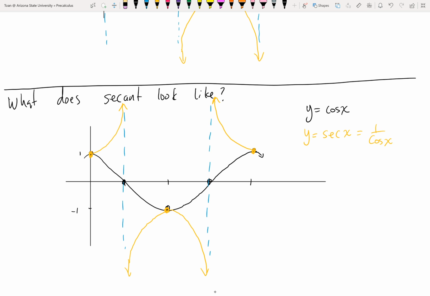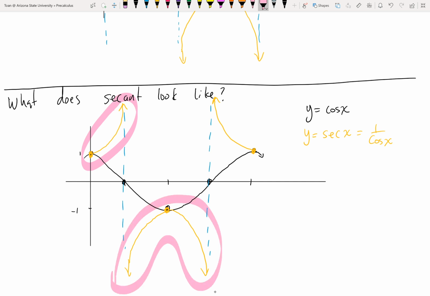So this right here would be an acceptable picture. This is what I would be looking for. What am I looking for? 4 points: this half a branch, this whole branch, and then this half a branch. That's what I'll be looking for.